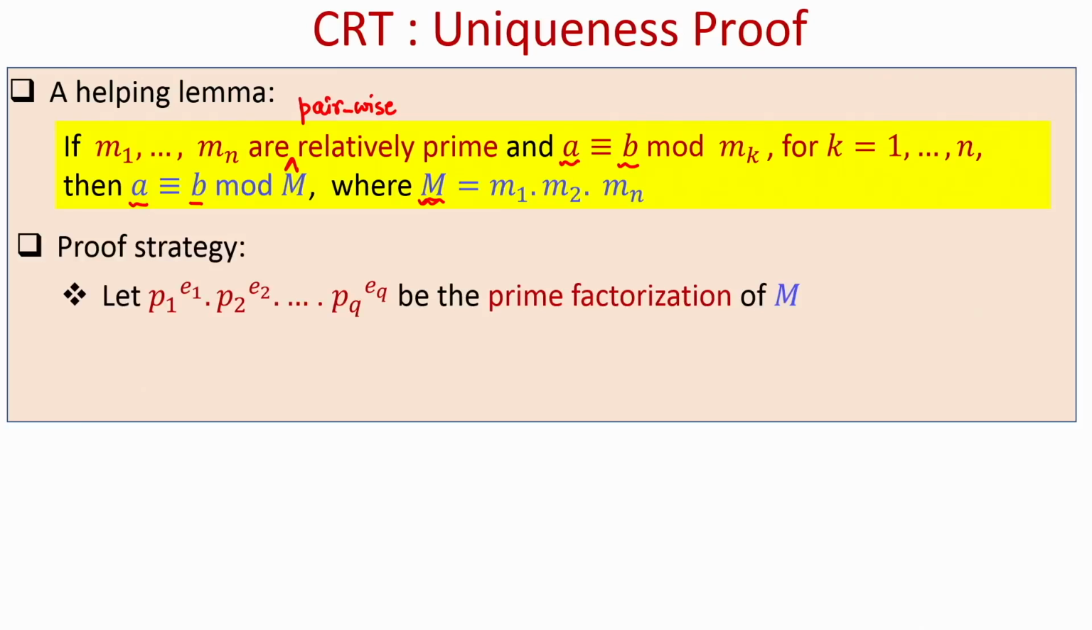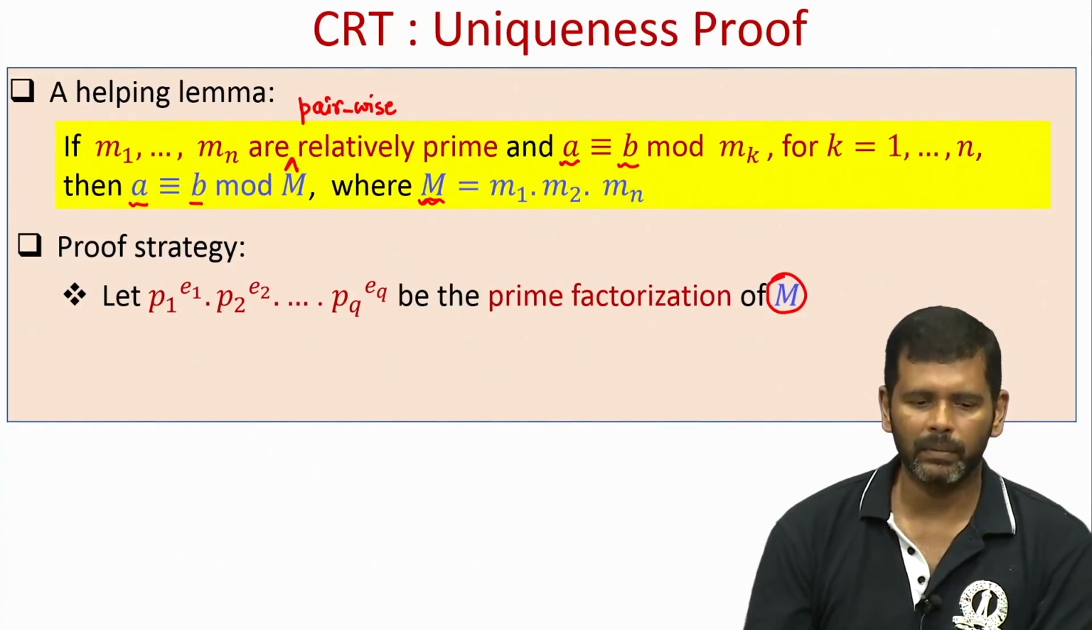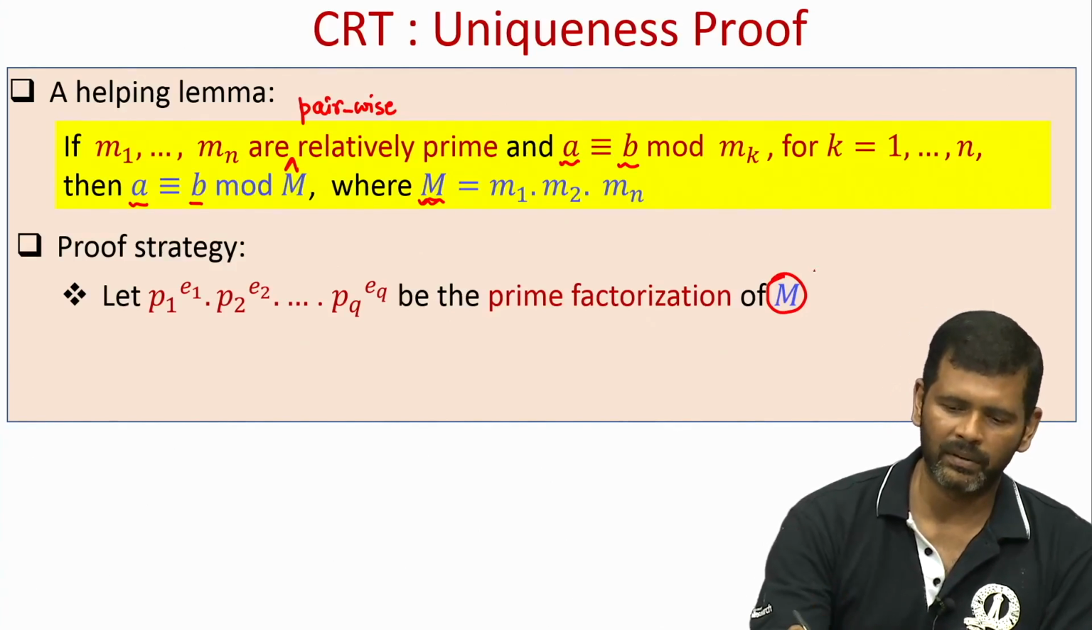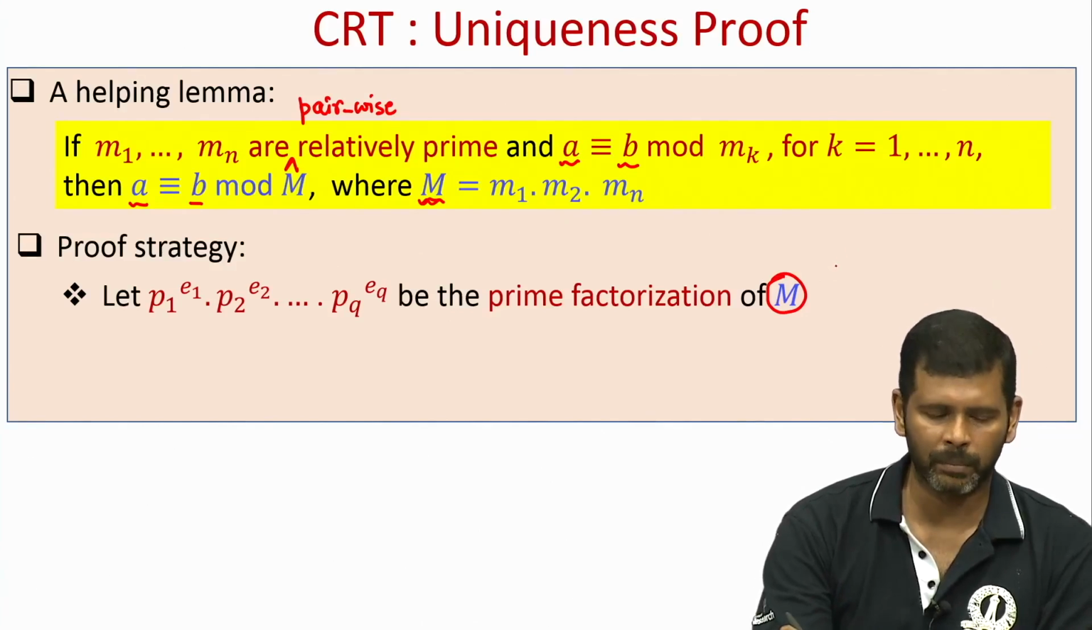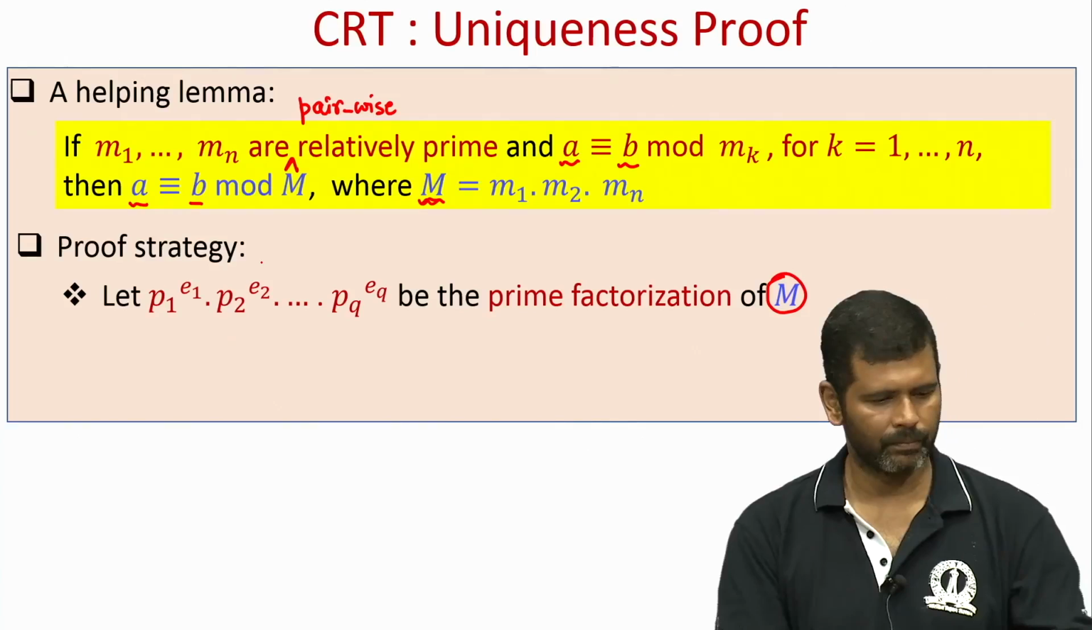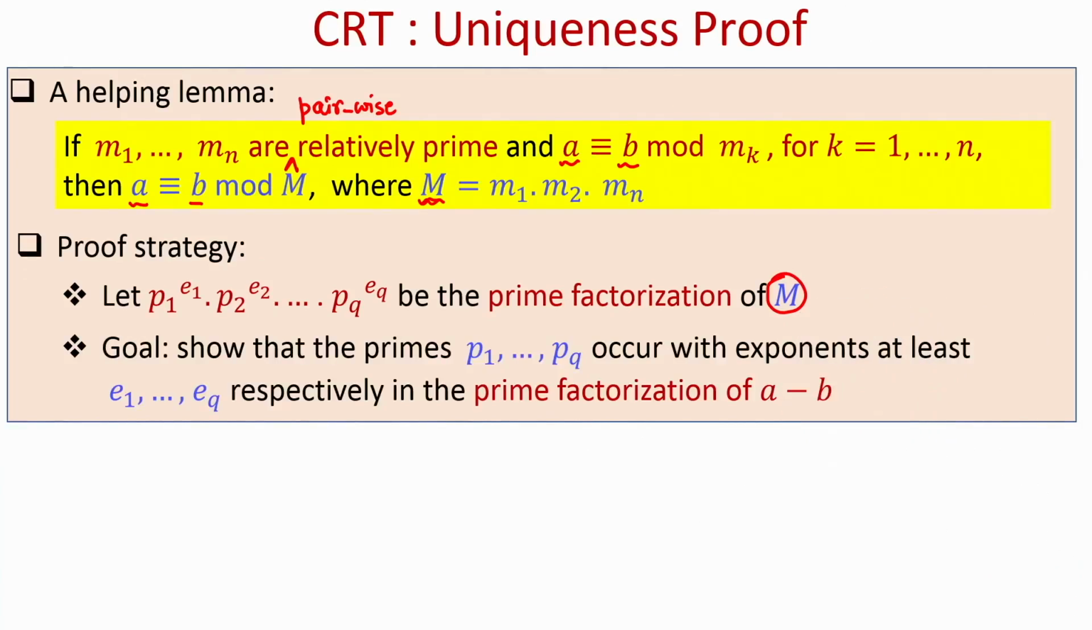And again there are multiple ways to prove this. Let us follow the following strategy. As per the fundamental theorem, I know that this bigger modulus big M must have a unique prime factorization. That means I can express this bigger modulus M as a product of powers of primes. So, let those powers be E1, E2, EQ and so on.